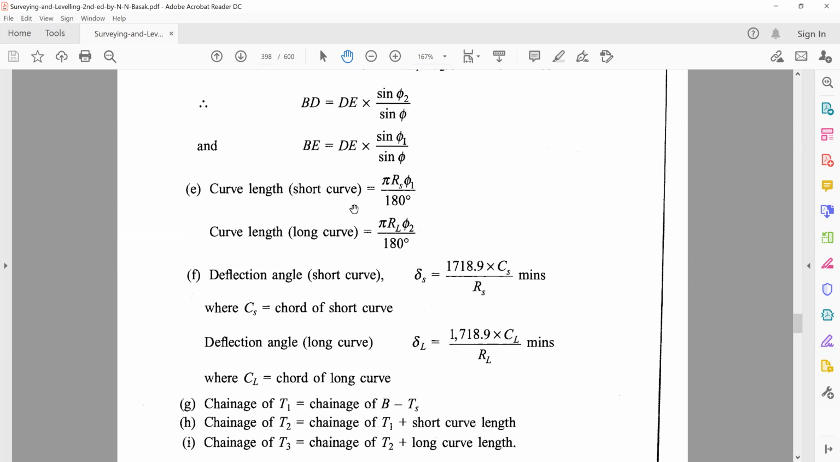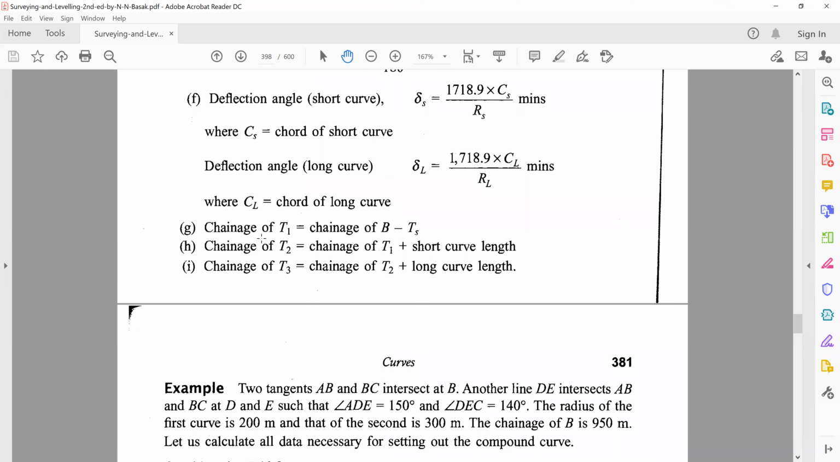So in that sense, we can calculate the curve length for the short curve and the curve length for the long curve. Then we have the deflection angle equation, same as we used before. So you will be using it two times. First for the short curve, and they're calling the short curve the curve with the smaller radius. And then for the long curve, the curve with the longer radius. So again, the chord lengths would be different for both depending on the curve length. And you know how to do this. We've done this before.